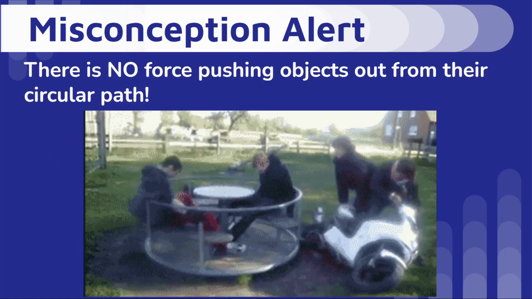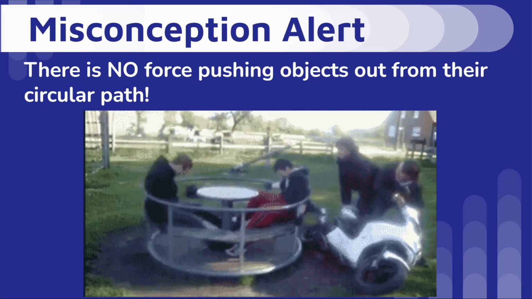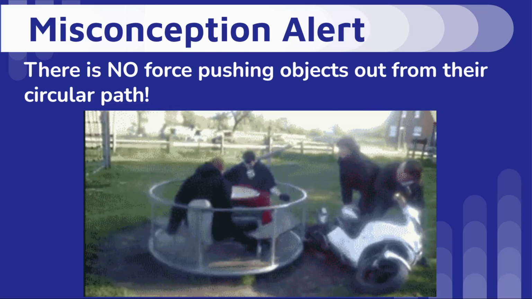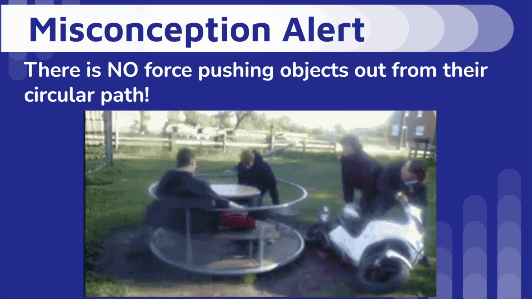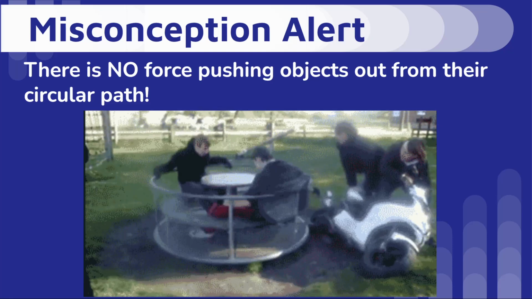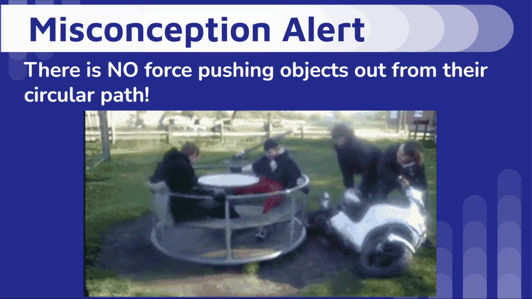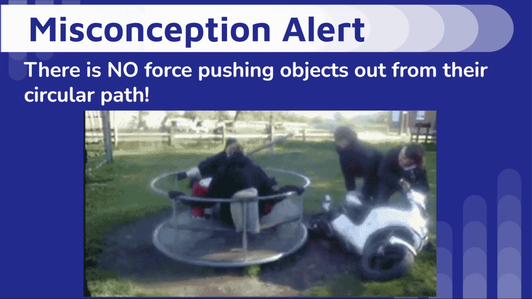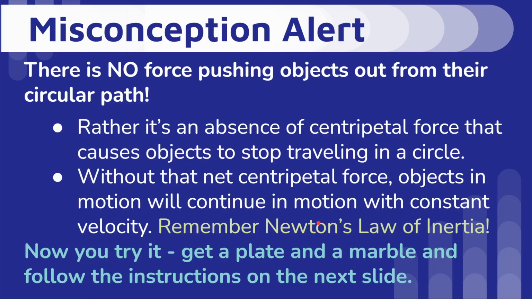All right, so there is a common misconception when we look at examples of things moving in circular paths. If you look at these two, or I guess four boys, they have a motorcycle that is spinning this playground merry-go-round, which, for the record, don't do this. This looks really dangerous. But it does look like there's some kind of force that throws the guy off of the merry-go-round. There's not. There is no force that pushes objects out of their circular path. The reason that guy flies off, and he does it right here, is because of the absence of a sufficient amount of centripetal force.